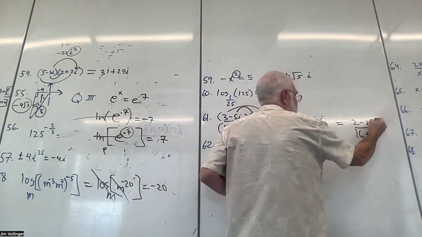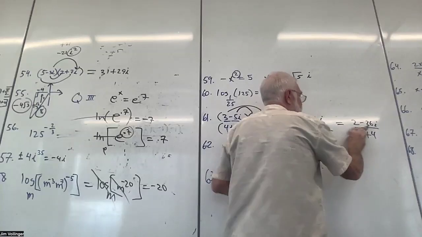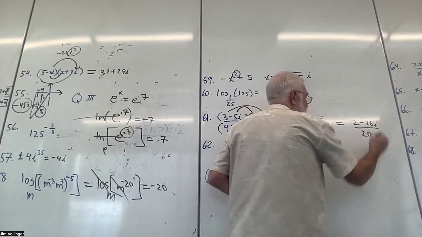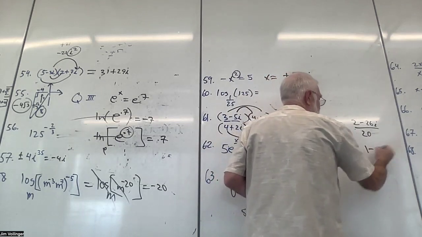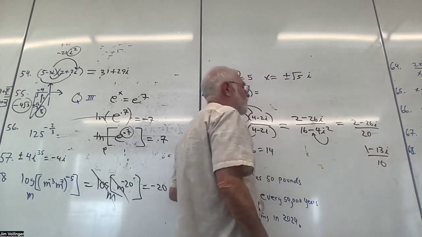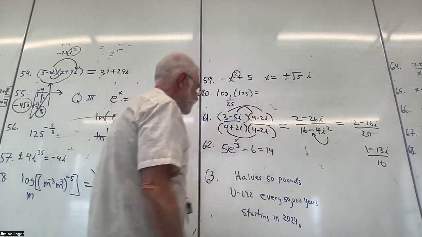2 minus 26i. Boom. And of course, you could reduce that, right? You could divide 2 out of everything. You get 1 minus 13i over 10. And you probably should do that at this stage.